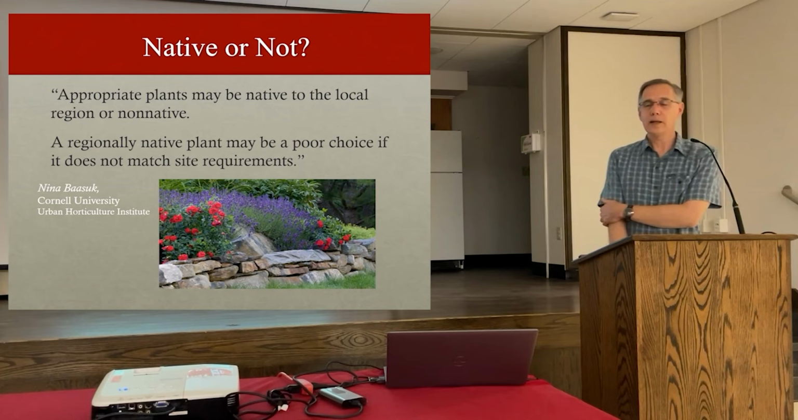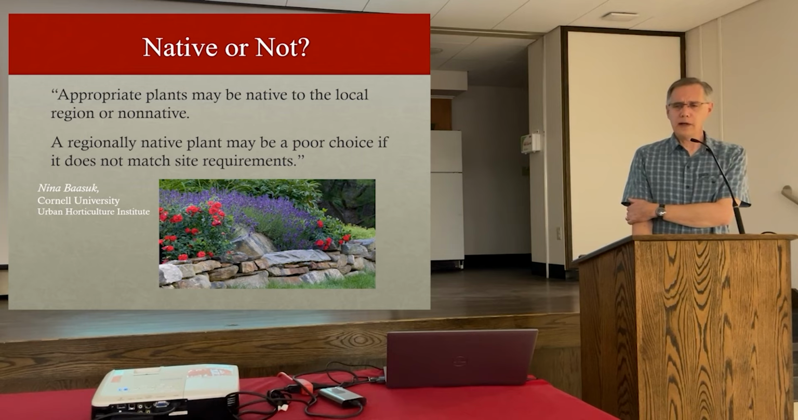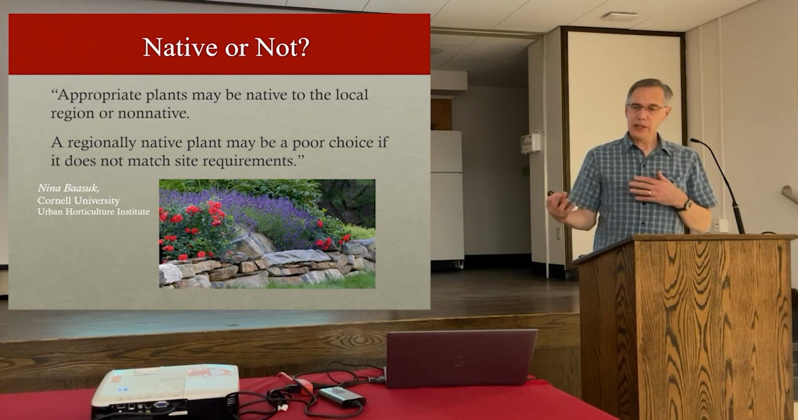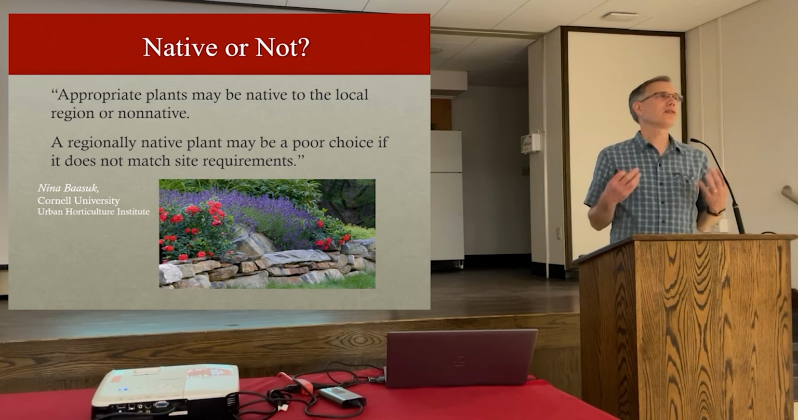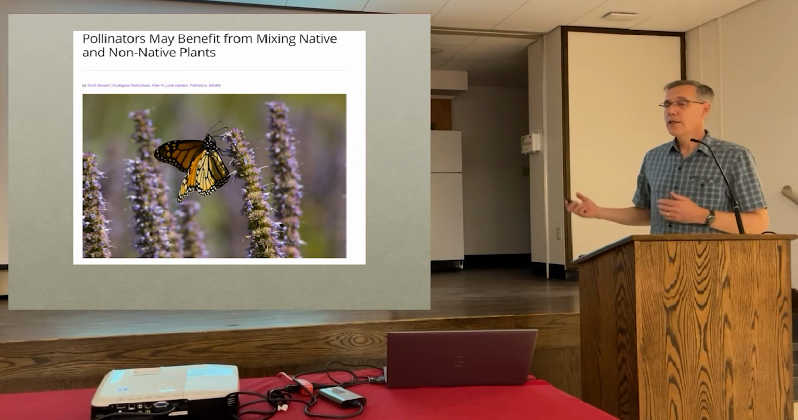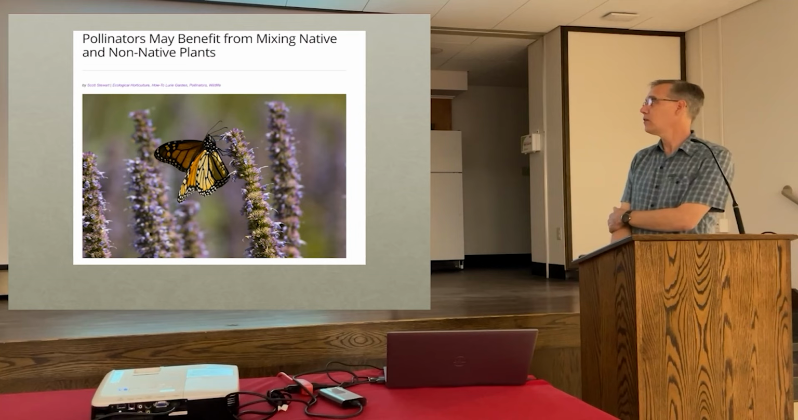And we have a horticulturalist who is in charge of the Urban Horticulture Institute at Cornell, and she says appropriate plants may be native to the local region or non-native, so anything can be appropriate, and a regionally native plant may be a poor choice if it doesn't match the site requirements. So just because it's native, maybe you have a dry, shady area, and this is a native fern, it might not do well there. So thinking of those things is important. And there's some evidence to say that combining natives with non-native plants can be beneficial to pollinators to extend that bloom season through the entire growing season.